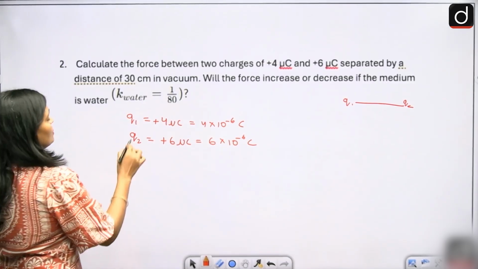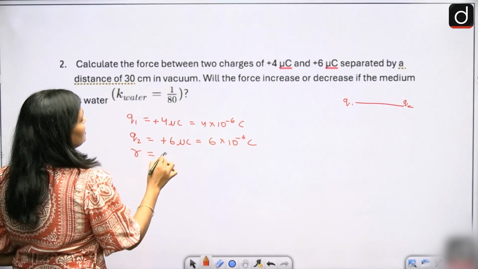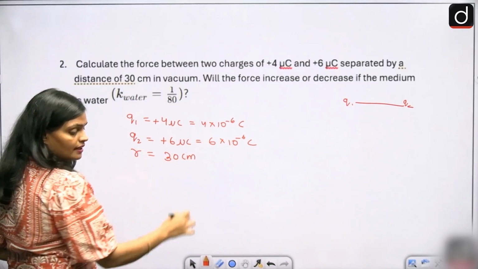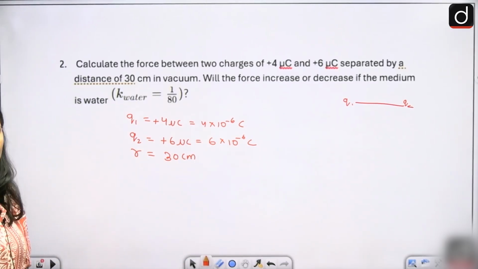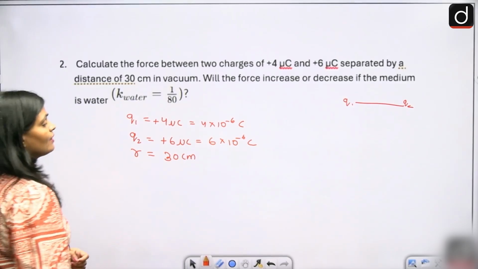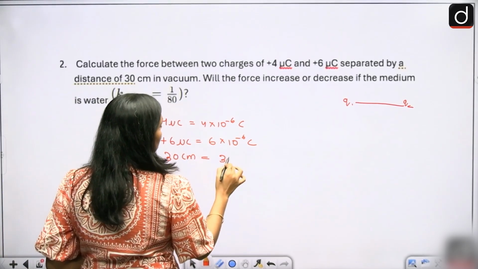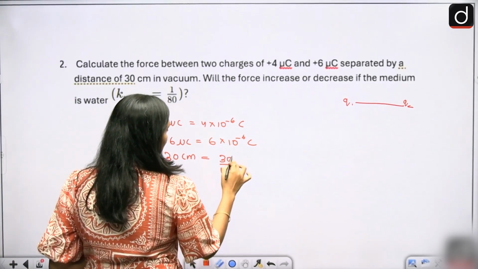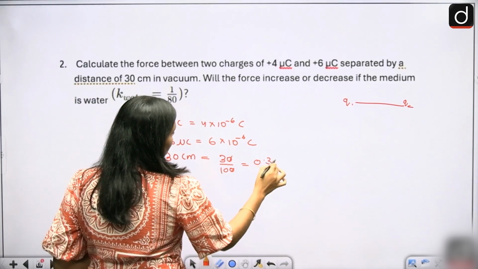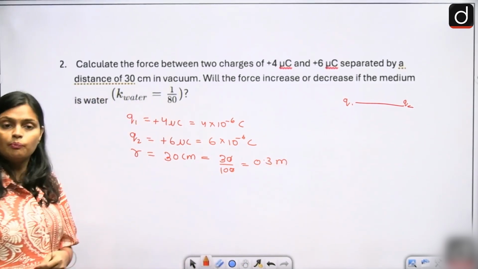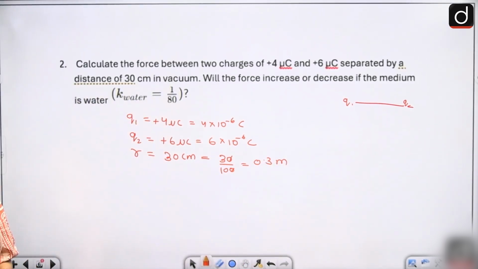From here, the small r is given how much? 30 centimeter, right? Now you can convert it into meter. 30 by 100, right? This is how you convert into meter. Okay, converted into meter.